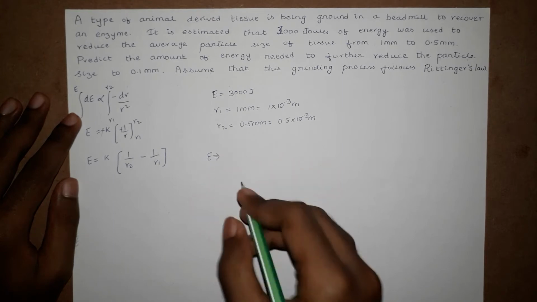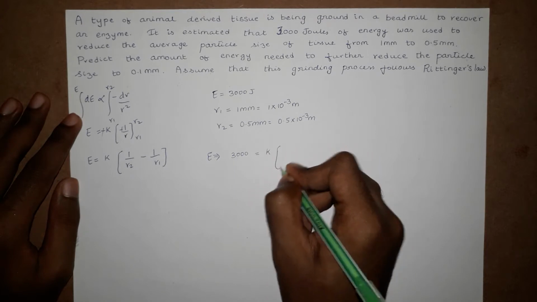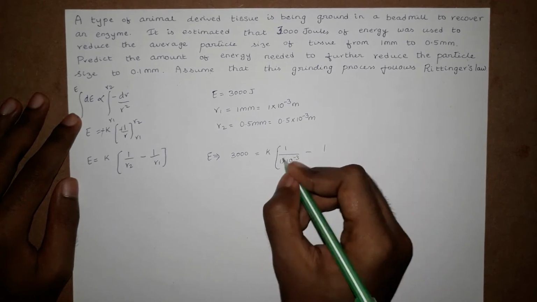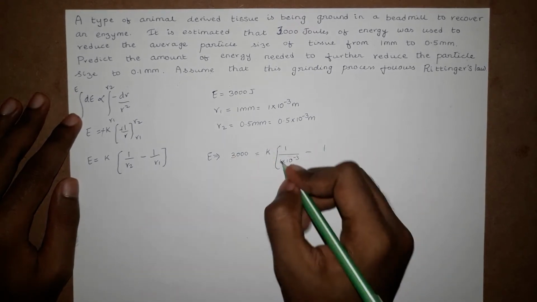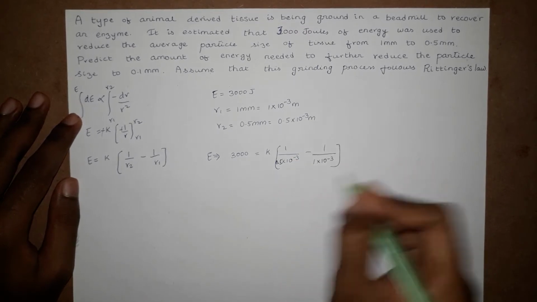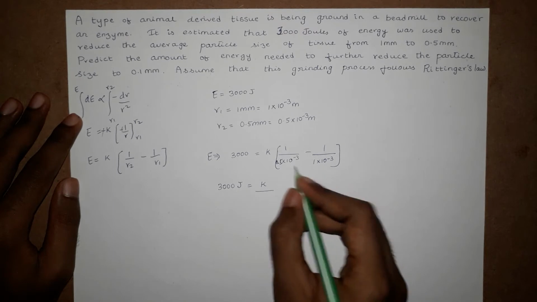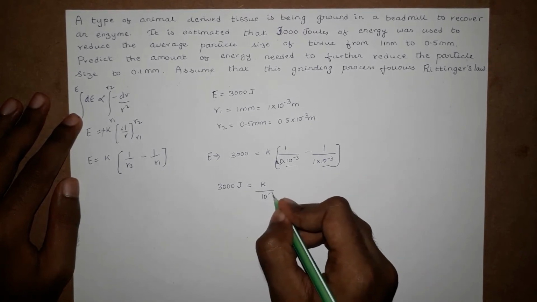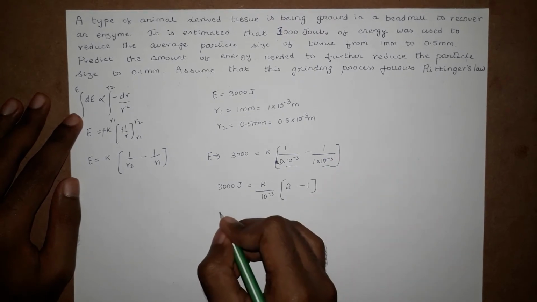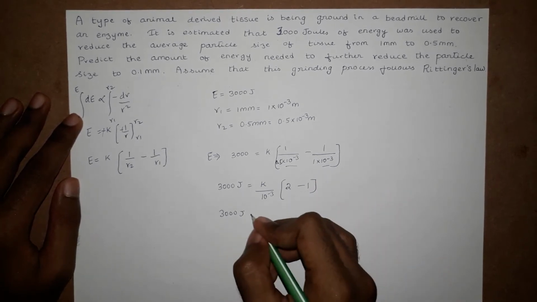So plugging in, we get 3000 joule is equal to K times 1 by 0.5 into 10 raised to the power negative 3 minus 1 by 1 into 10 raised to the power negative 3. 3000 joules is equal to K times, we just take the 10 power minus 3 common outside, 1 by 0.5 is 2 and 1 by 1 is 1. So it has a unit of meter inverse.